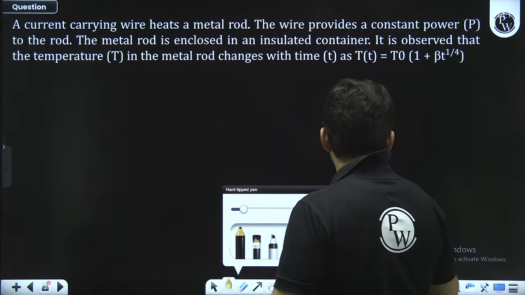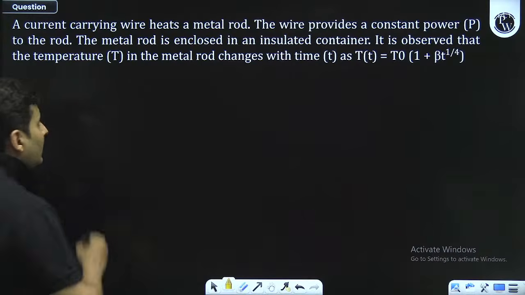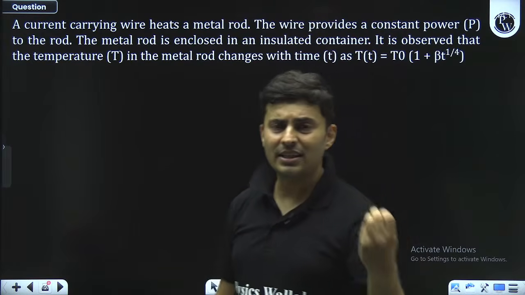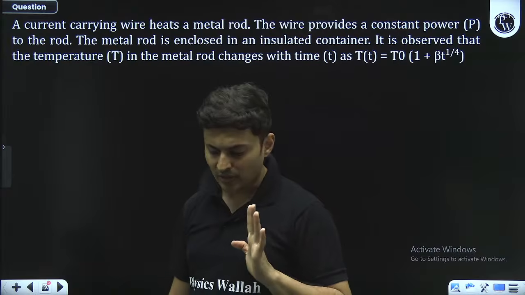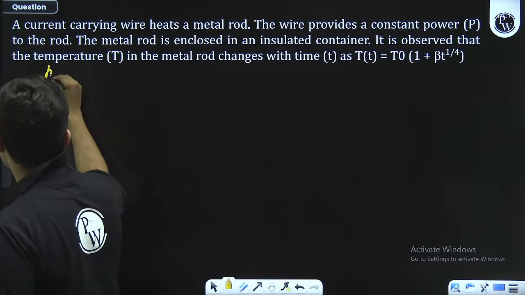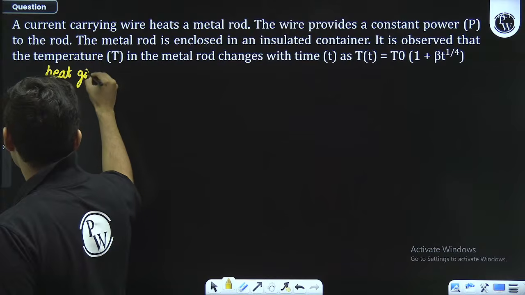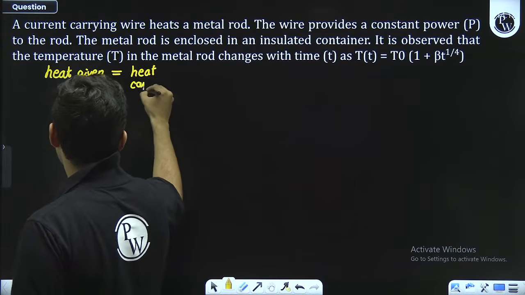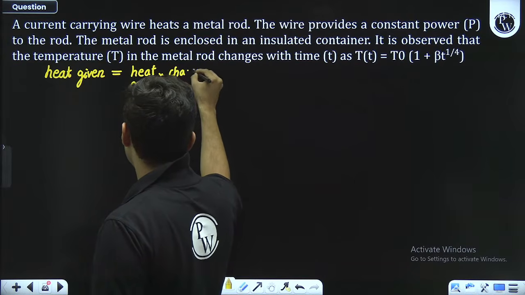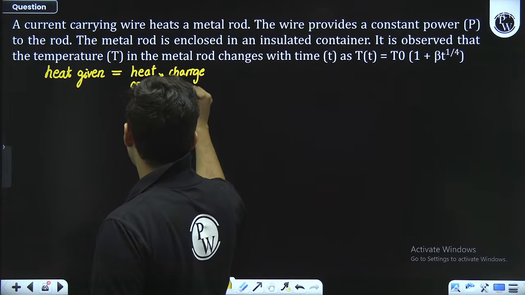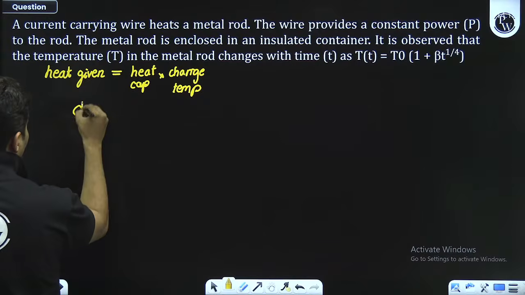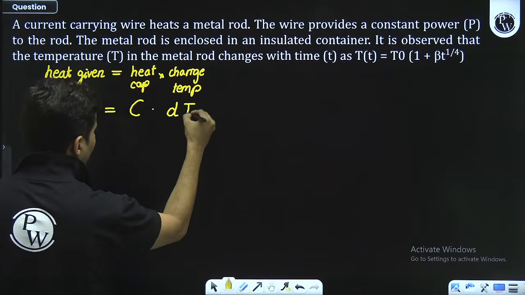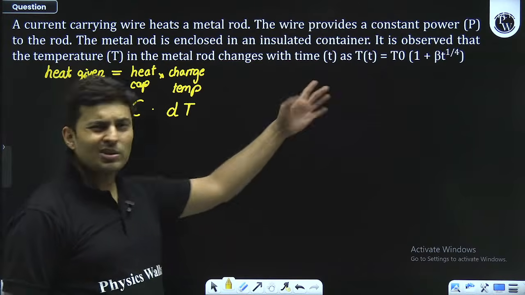First of all, if I remember the formula of heat capacity, it was nothing but heat is equal to heat capacity into the change in temperature. Correct? That's all. So whatever heat is given to that rod or that conductor is nothing but the heat capacity multiplied by the change in temperature. So if the heat given is dQ, heat capacity is C, change in temperature is dT. Most likely derivatives will be there because some function is involved.